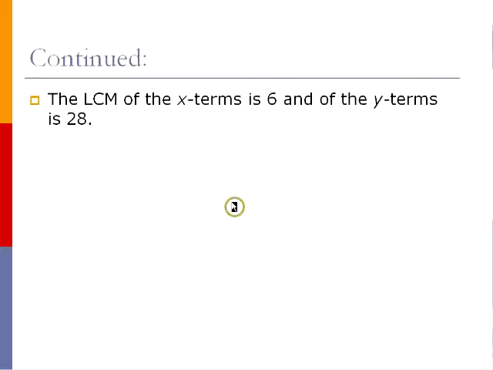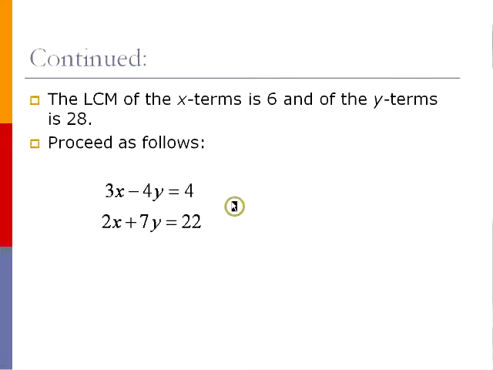If you look at the least common multiple of the x terms, the 3 and the 2, we have a 6. The least common multiple of the y terms, the 4 and the 7, is 28. Generally speaking, the one that's smallest is going to be easier to work with. So we are going to proceed as follows.